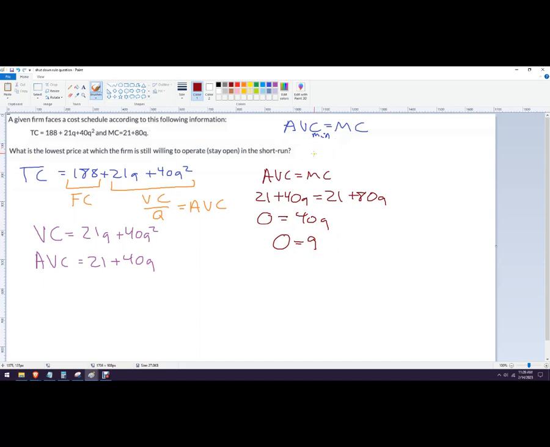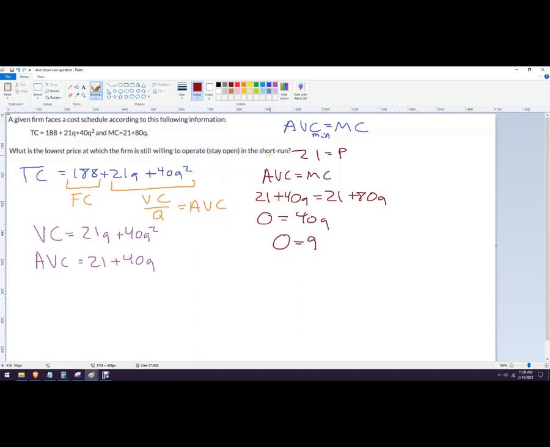So we can just take zero quantity, put it into either function. If you put it into this function, 80 times 0 would be 21. If you put it into this function, 40 times 0 is 21. So the answer is 21. Okay, that's the lowest price. Any price below that, and the firm will shut down and wait for better market conditions.